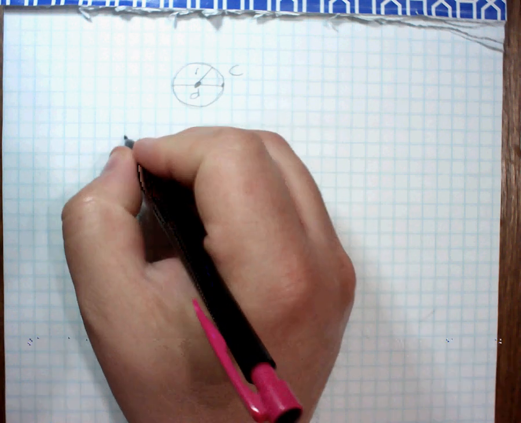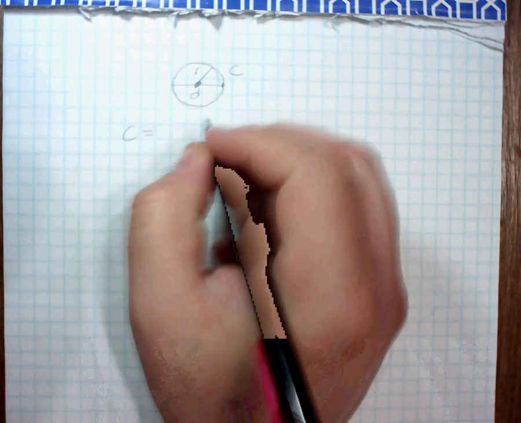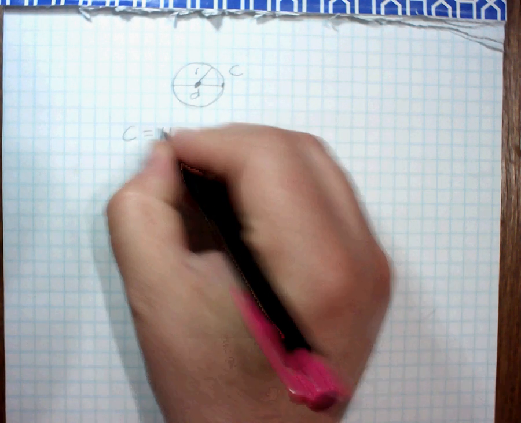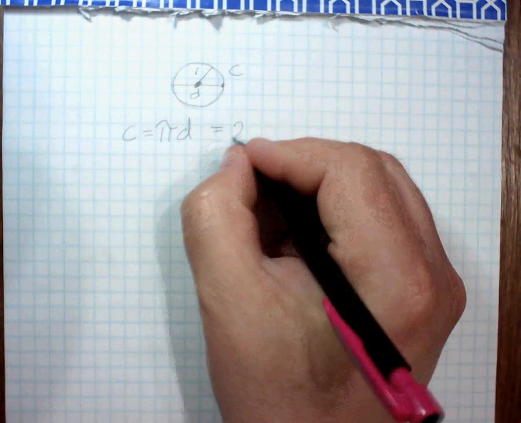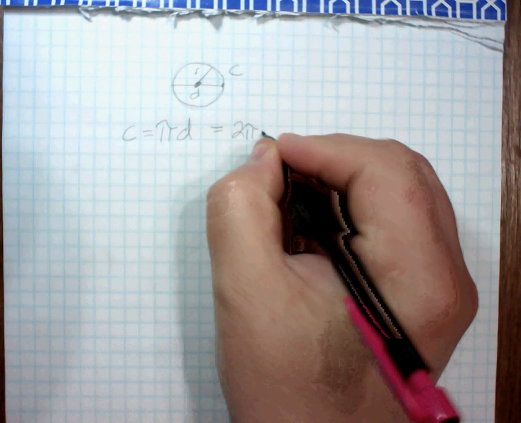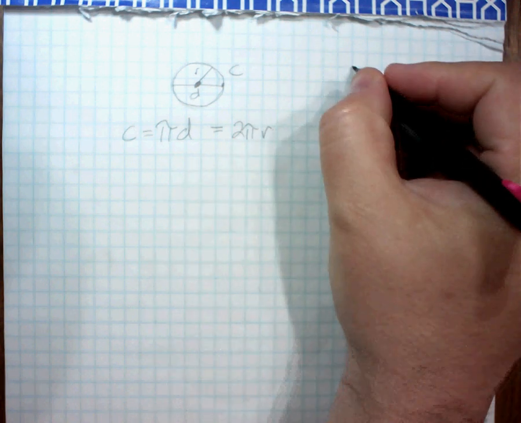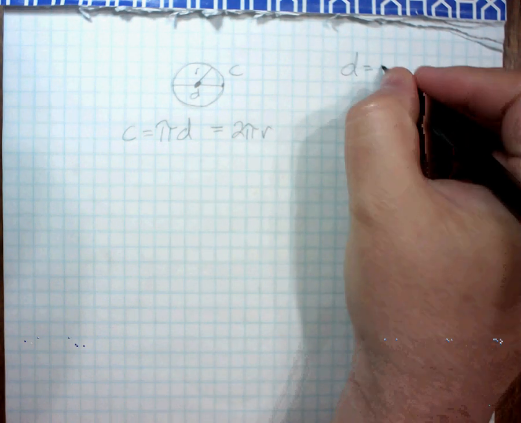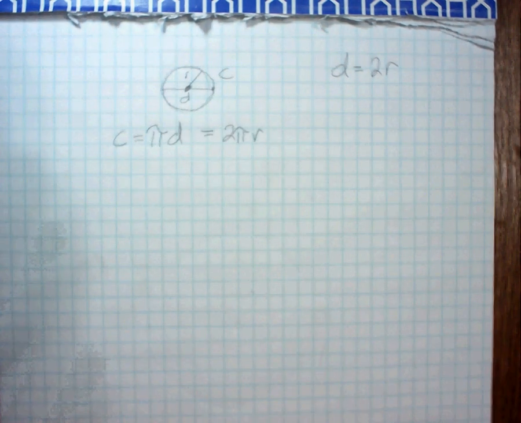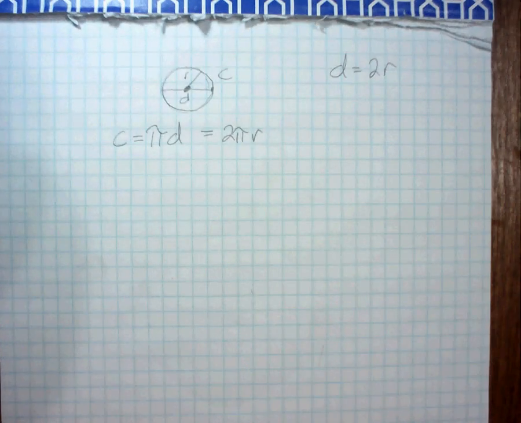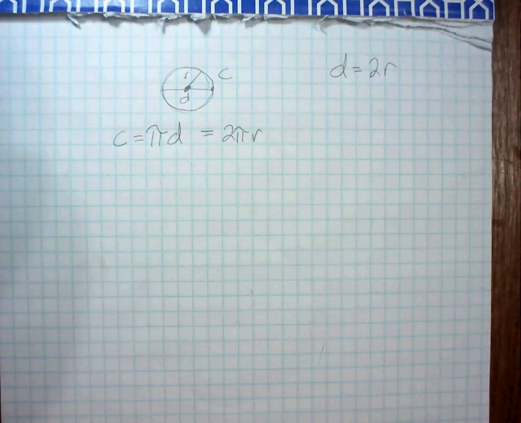The relationship between that is the circumference is equal to pi times the diameter, which is equal to 2 times pi times the radius, because the diameter is equal to 2 times the radius. In other words, the radius is exactly 1/2 the length of the diameter. Okay? So this is really kind of a plug and chug.